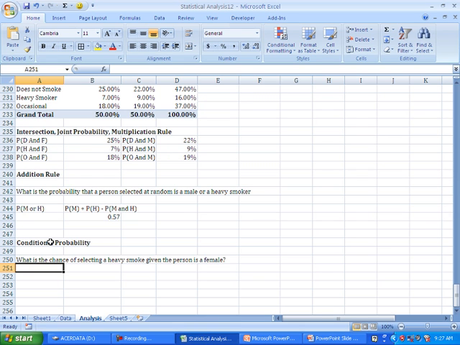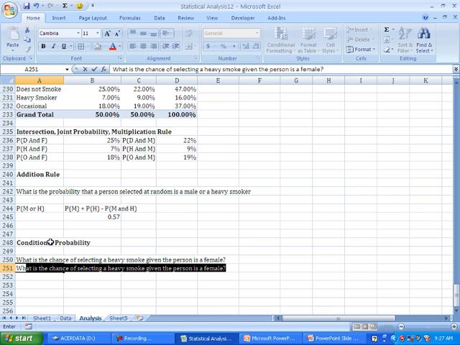So given that a female is already selected, I want to find out what is the chance that this person smokes heavily. Or probably I can do it the other way also. What is the chance of selecting a female given that the person selected is a heavy smoker?